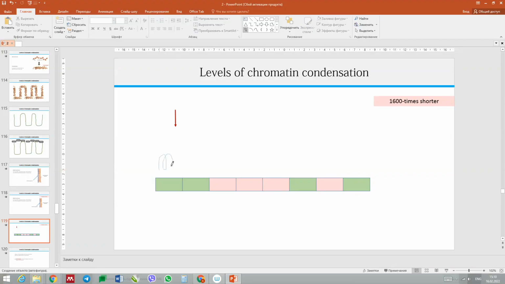And at some point, they will be very densely packed. But then in some regions, their packaging will not be so condensed. Still, you see there are loops of chromatin fibers that are composed of DNA in association with proteins. But there are some regions of very dense packaging of these loops and some regions of not highly condensed packaging of these loops.